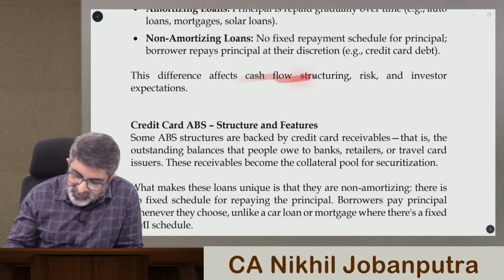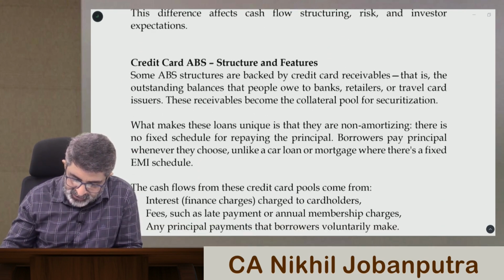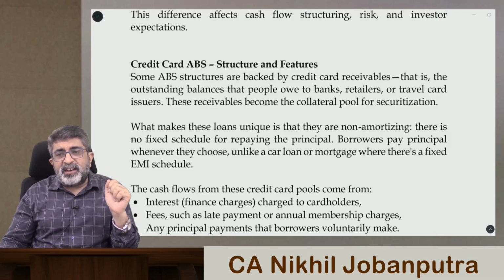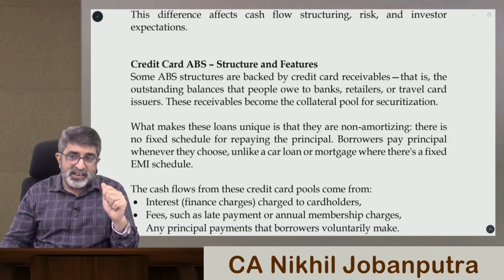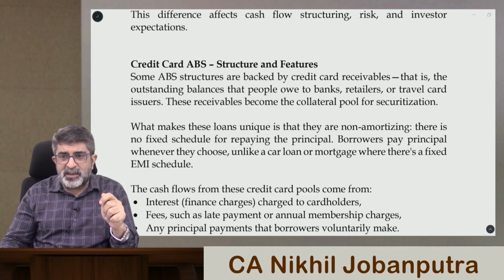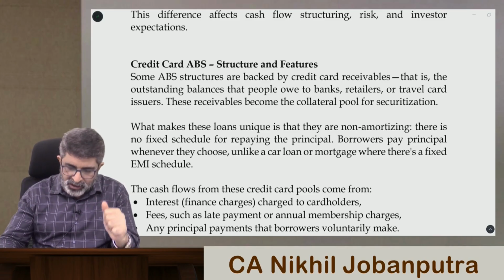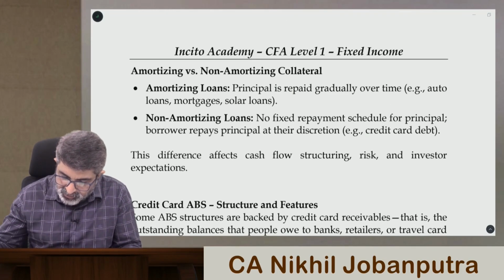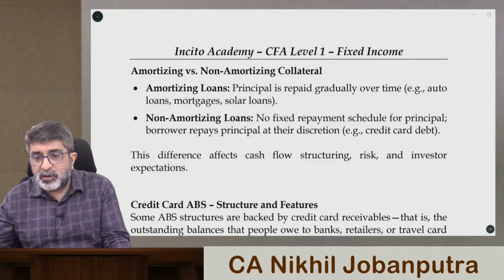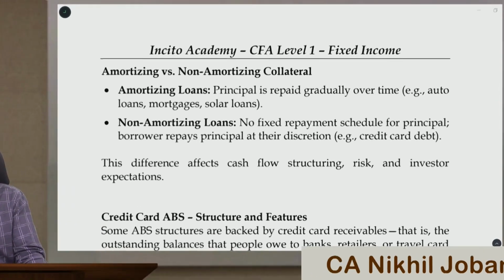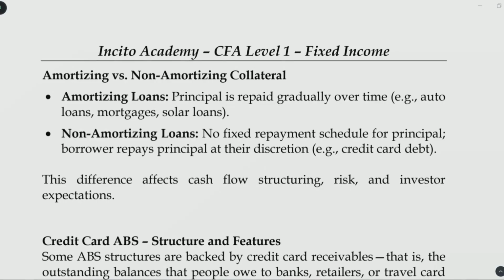This difference affects the cash flow structuring, risk and investor expectations, and that is why the two important categories we are going to discuss in detail are the credit card ABS and the solar ABS. But before we start, I would want you to focus on this particular note about amortizing and non-amortizing loans.